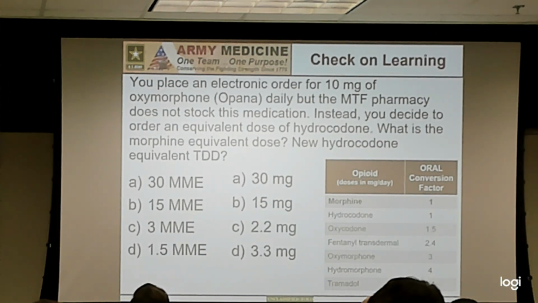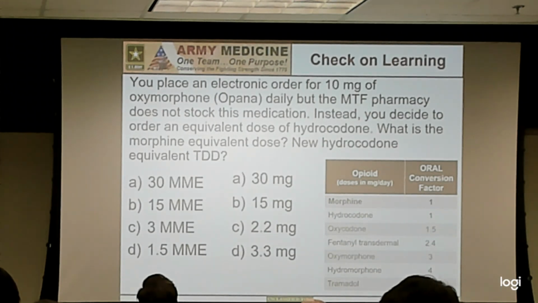We're going to do this one. So you place an order for 10 milligrams of oxymorphone daily, but the pharmacy doesn't stock it. Y'all going to run into that all the time. Don't yell at us. Instead, you decide to order an equivalent dose of hydrocodone. What is the morphine equivalent dose? That is your first question.